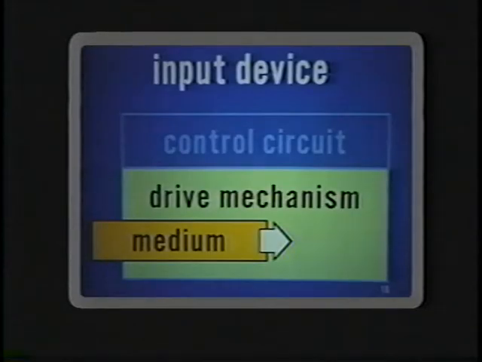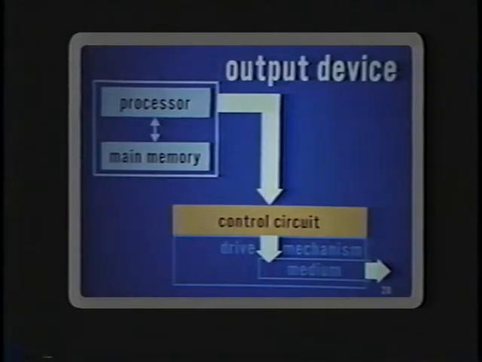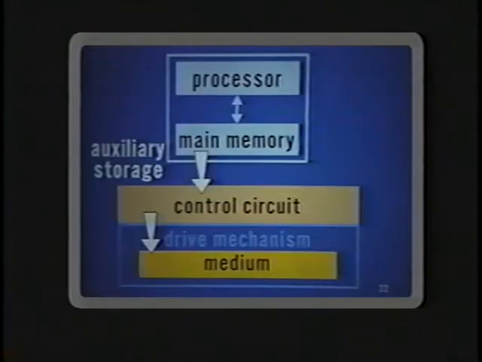As you will see, peripheral devices differ primarily in the choice of medium used. For example, in input devices, the drive mechanism moves the medium carrying the information into the device. And the control circuit translates the information into bits and sends it on to the mainframe. The flow of information in output devices is just the opposite. The control circuit begins an output operation by receiving information from the mainframe and writing it onto the medium. The drive mechanism then outputs the medium that carries the information.